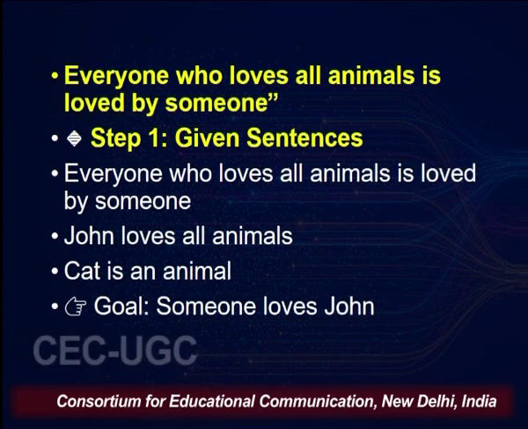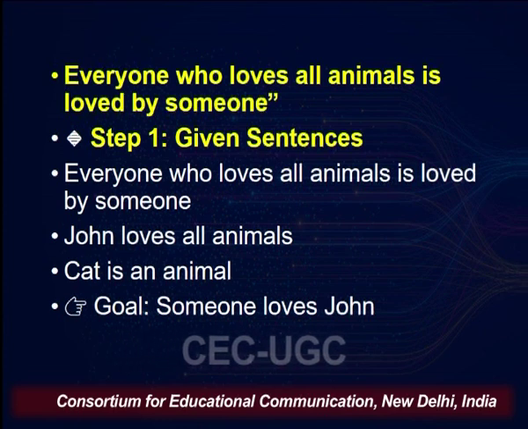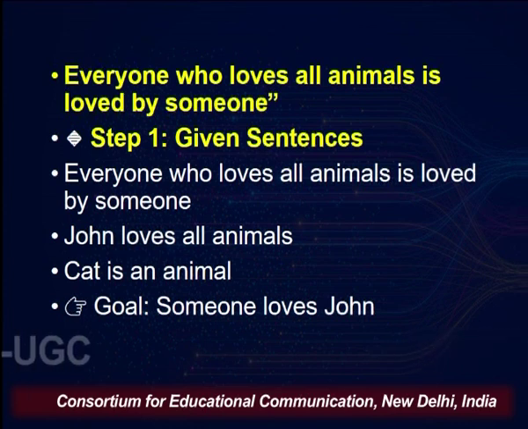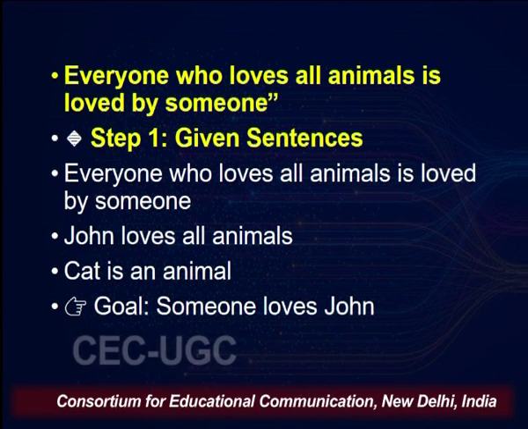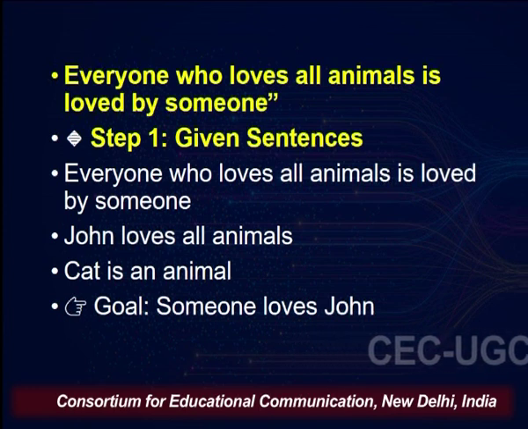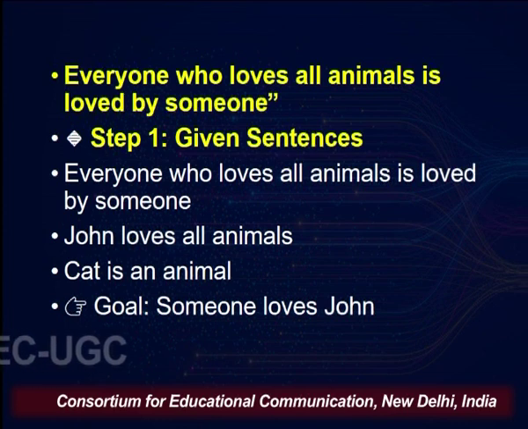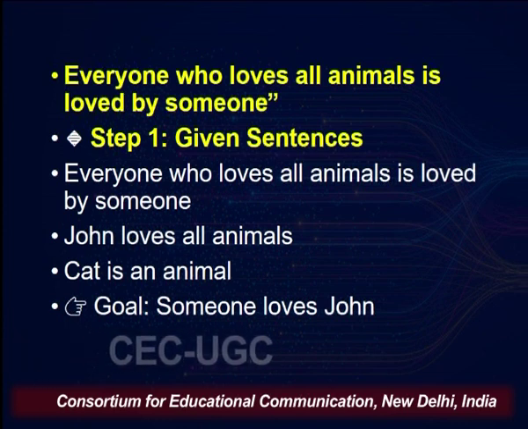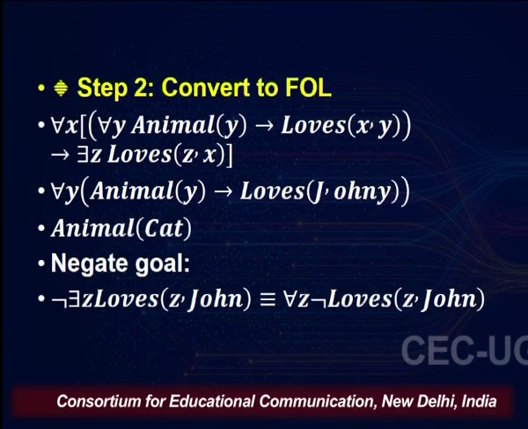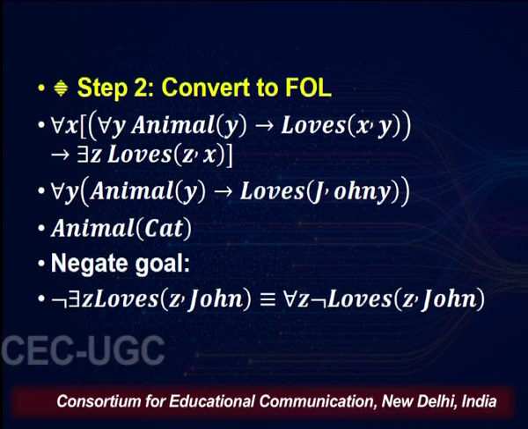So, the first statement is everyone who loves all animals is loved by someone. The second statement is John loves all animals, and the third one is cat is an animal, and the goal which we need to prove is someone loves John. So, this is what our whole automated reasoning example looks like. Now, the idea is to convert all these clauses into FOL format.